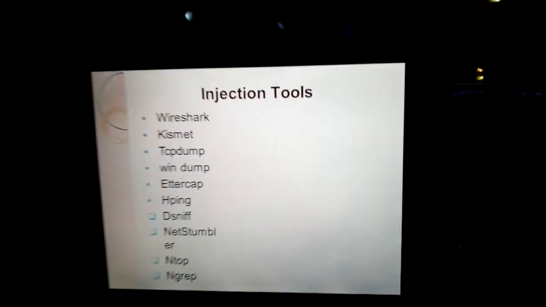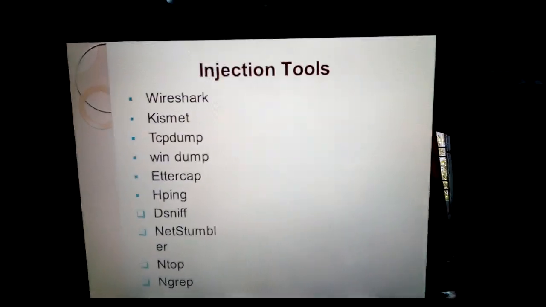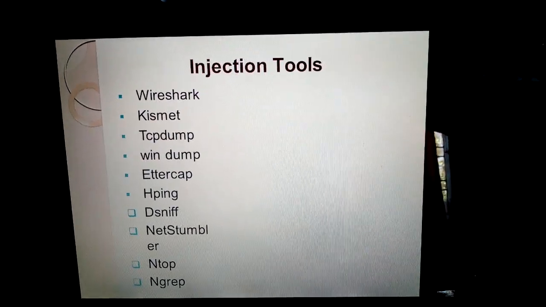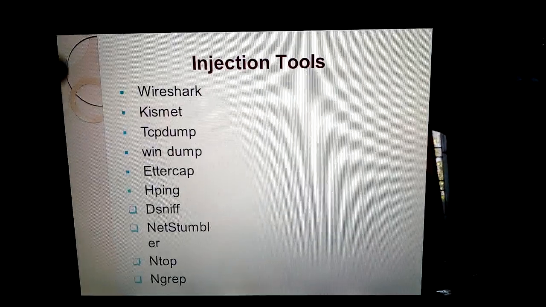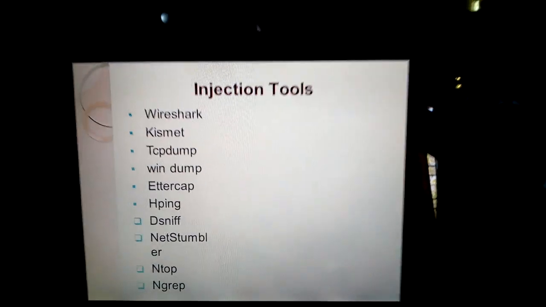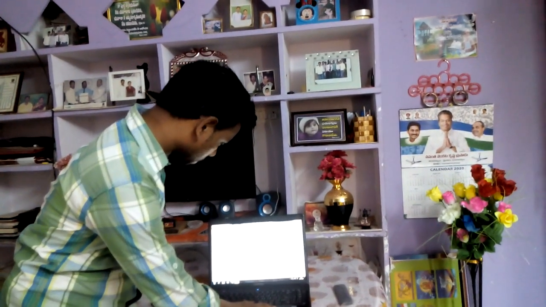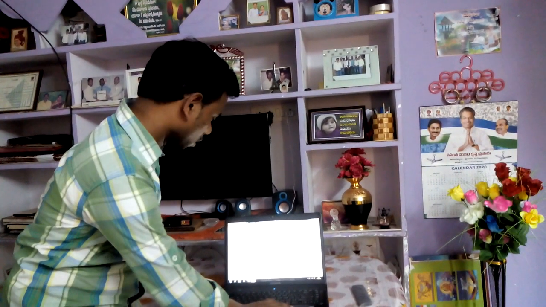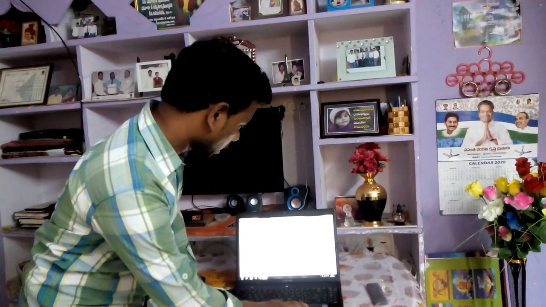So here we can find out different types of injection tools, like Wireshark, Kismet, TCP dump, WinDump, Ettercap, HPing, DSnif. Already we know very well about all these tools. There we have different types of sniffers to avoid the information we lost in the sniffers. By using the different types of injection tools, we can find out that information.